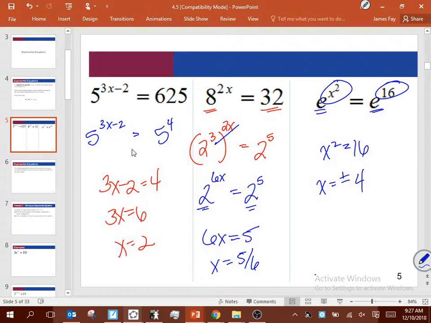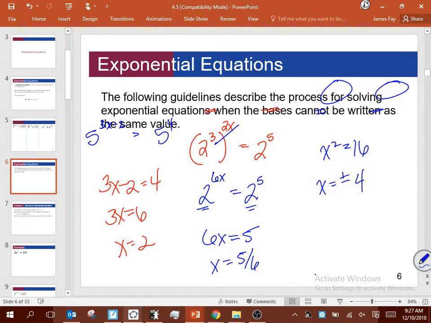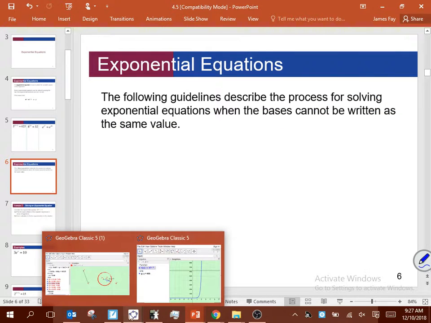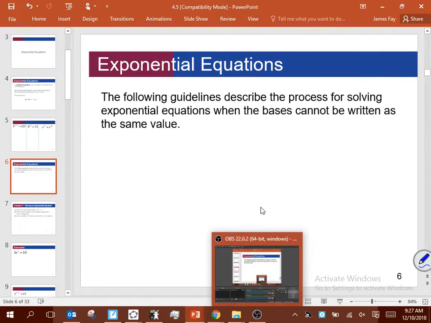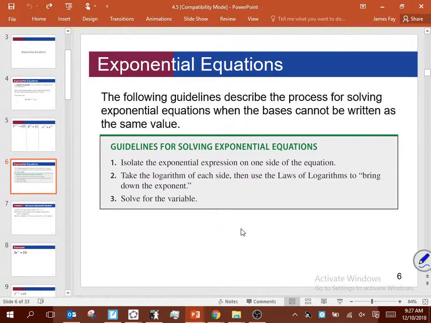So those are kind of your easier exponential equations to solve, when you can manipulate the bases so that they turn into the same, okay? Now, I deleted this by accident, so let me see if I can, there we go. Guidelines for solving just your general exponential equations, okay?